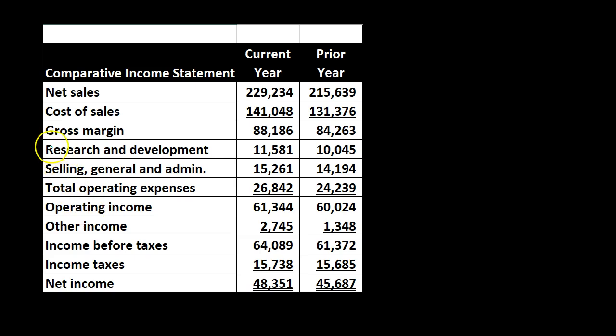Here is our data. We have an income statement. We're going to start off with the income statement. We have a comparative income statement. We have the current period and the prior period. We're going to be doing a vertical analysis for each of these periods.